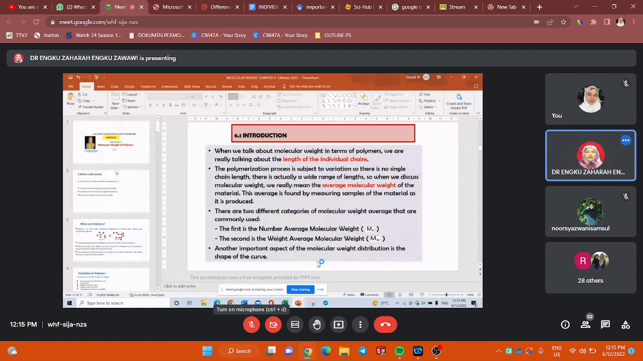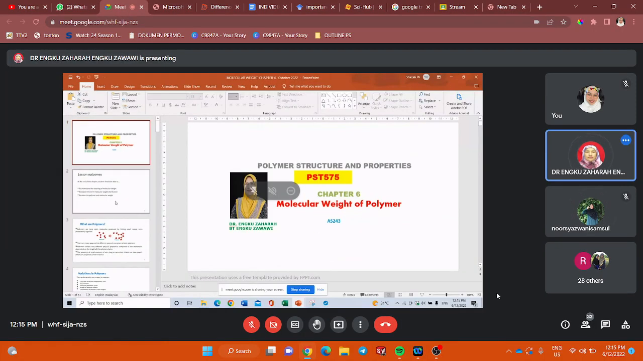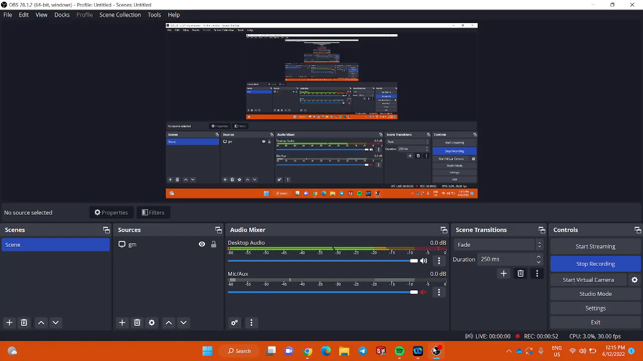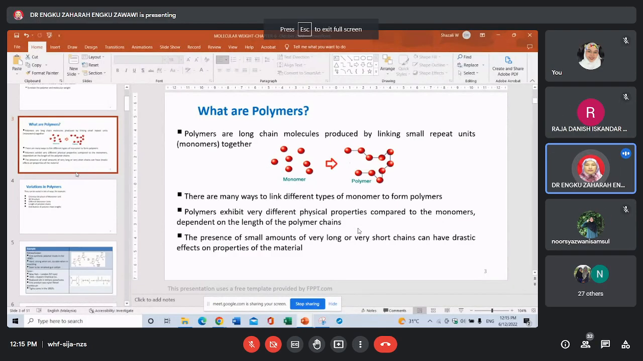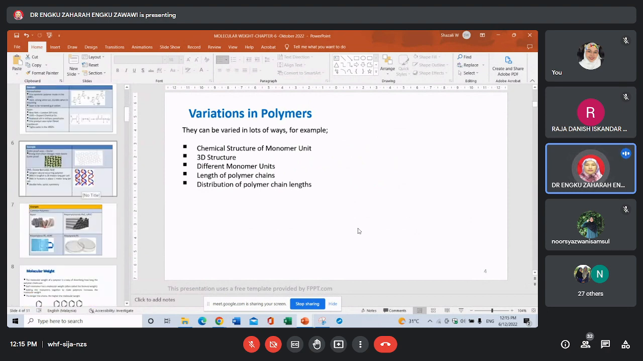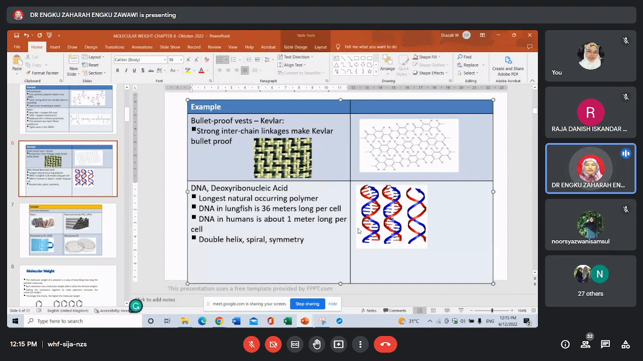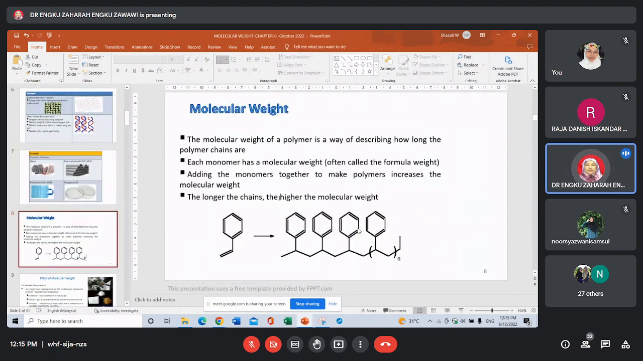Okay, so we are in chapter 6. We continue from last week about the molecular weight of the polymer. We already know what a polymer is: it consists of monomers linked as small repeat units to form the chain of a polymer. They have a chemical structure of monomer unit, 3D structure, different monomer unit. For example, we have Kevlar, which is very strong and tough, and naturally the DNA, a polymer. So these are all made up of the polymer chain, molecular chain. Okay, so now we are in molecular weight.